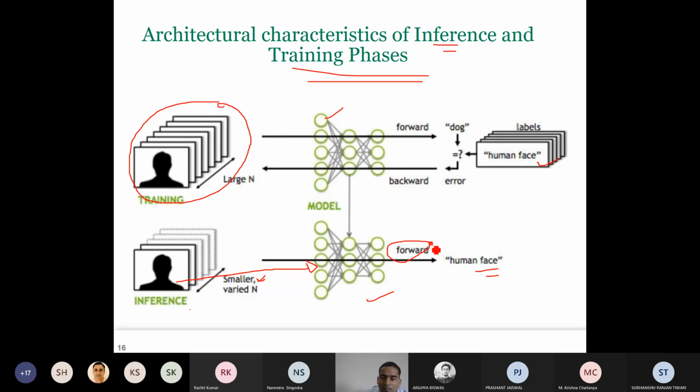Okay, so I hope it is clear what is the overall difference. Now there will be a lot of mathematical details to it. How do we do training? That is outside our purview. But I have explained what is the utility of the training phase and what is the utility of the inference phase.